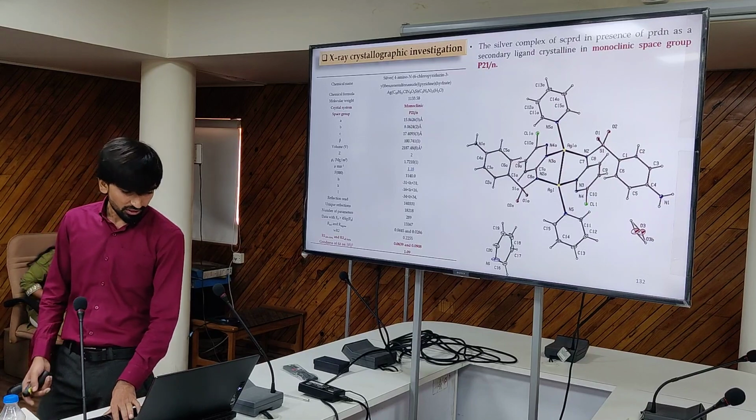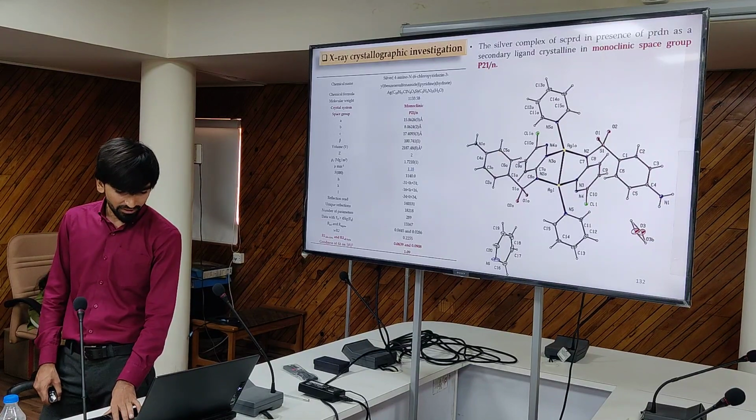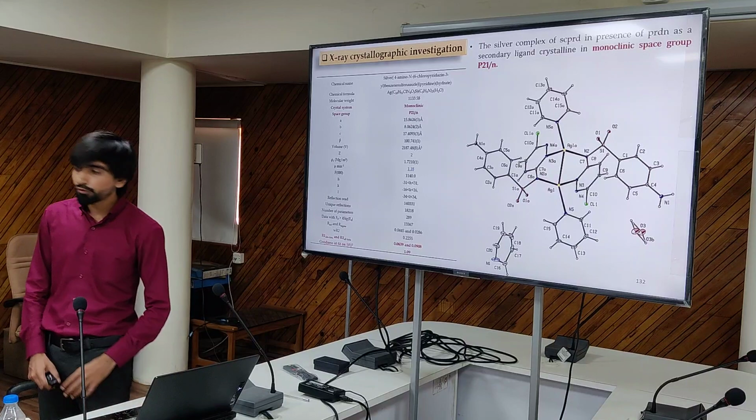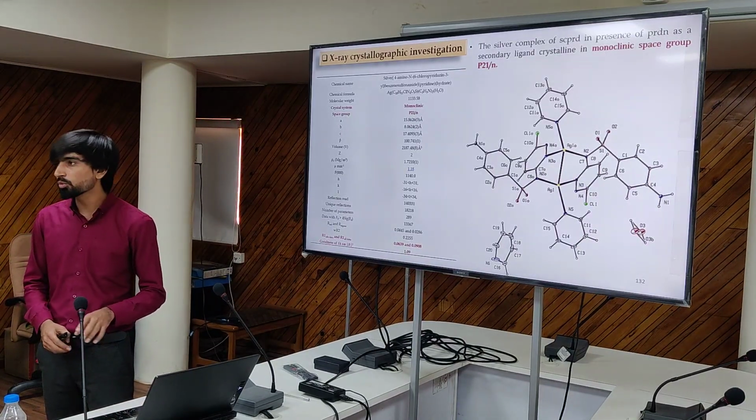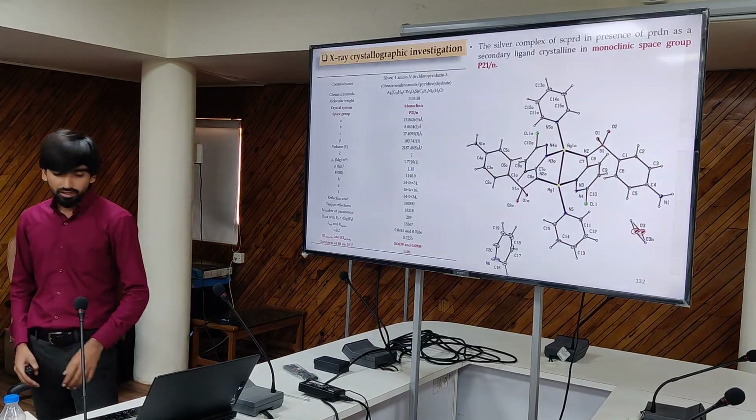X-ray crystallography analysis: it crystallizes in the monoclinic space group P21/n, and here one free solvent molecule is also present in the lattice, and at the same time two water molecules are also present in the lattice.